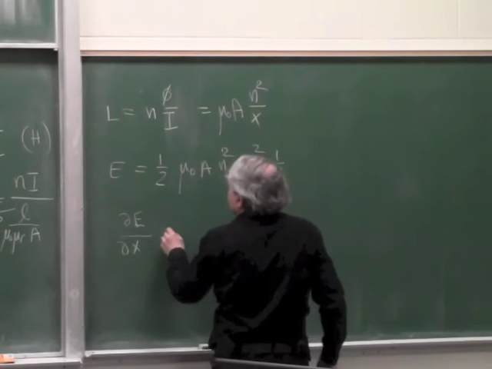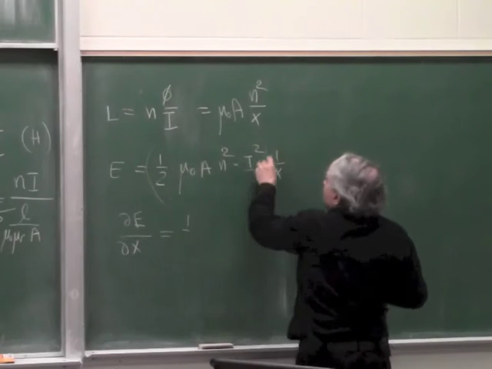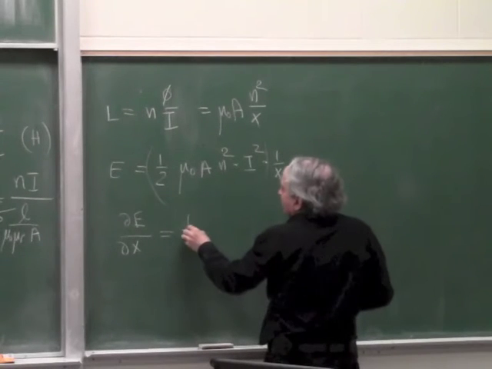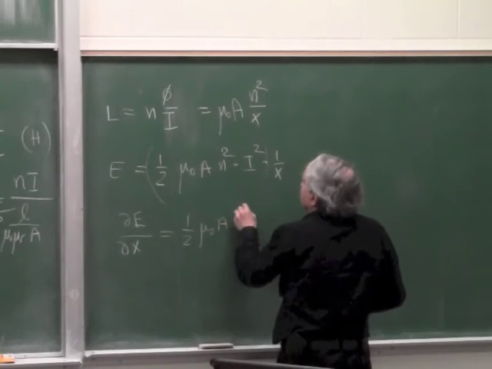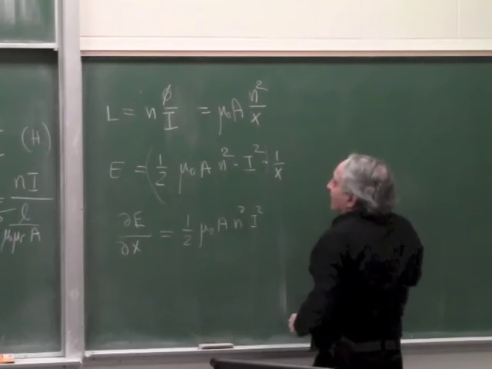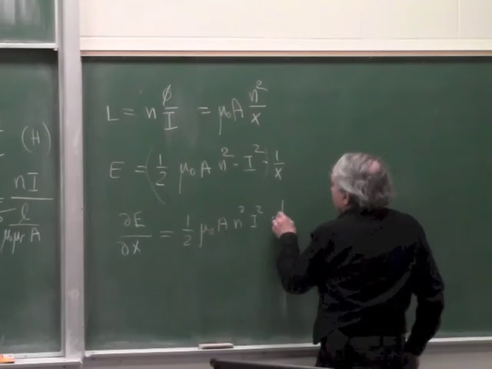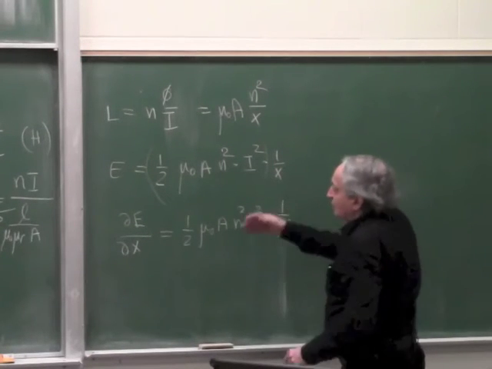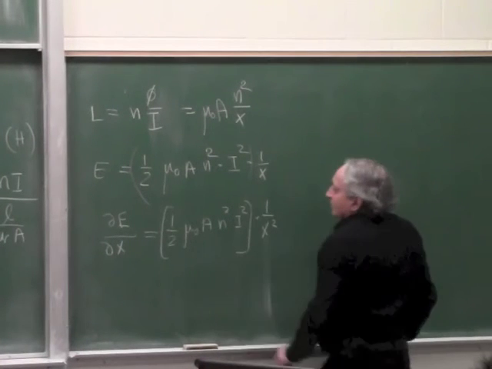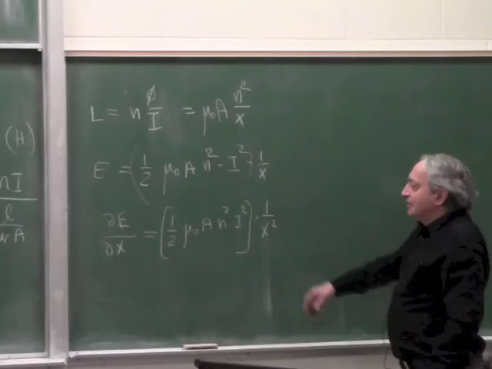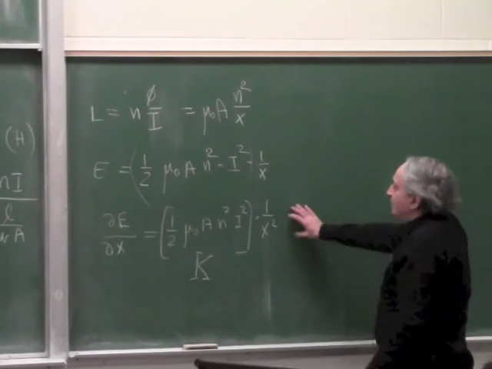And dE/dx equals, so all this is basically a constant: 1/2 mu 0 A N squared I squared, times the derivative of 1 over x. So it's minus 1 over x squared, so it's times 1 over x squared. I'm ignoring the direction of the force. So here we have the formula. All this is a constant, which we'll use later. Let's call it for now capital K. This will be a constant times 1 over x squared.